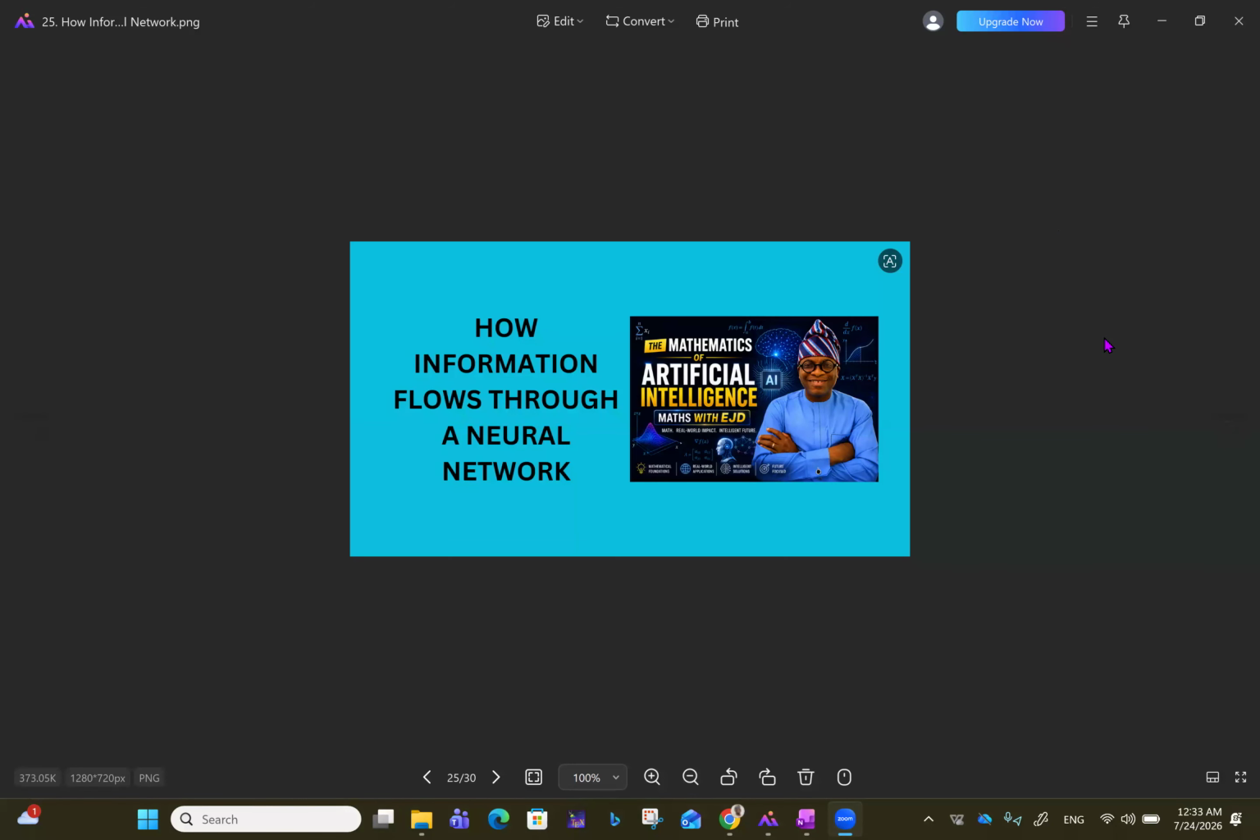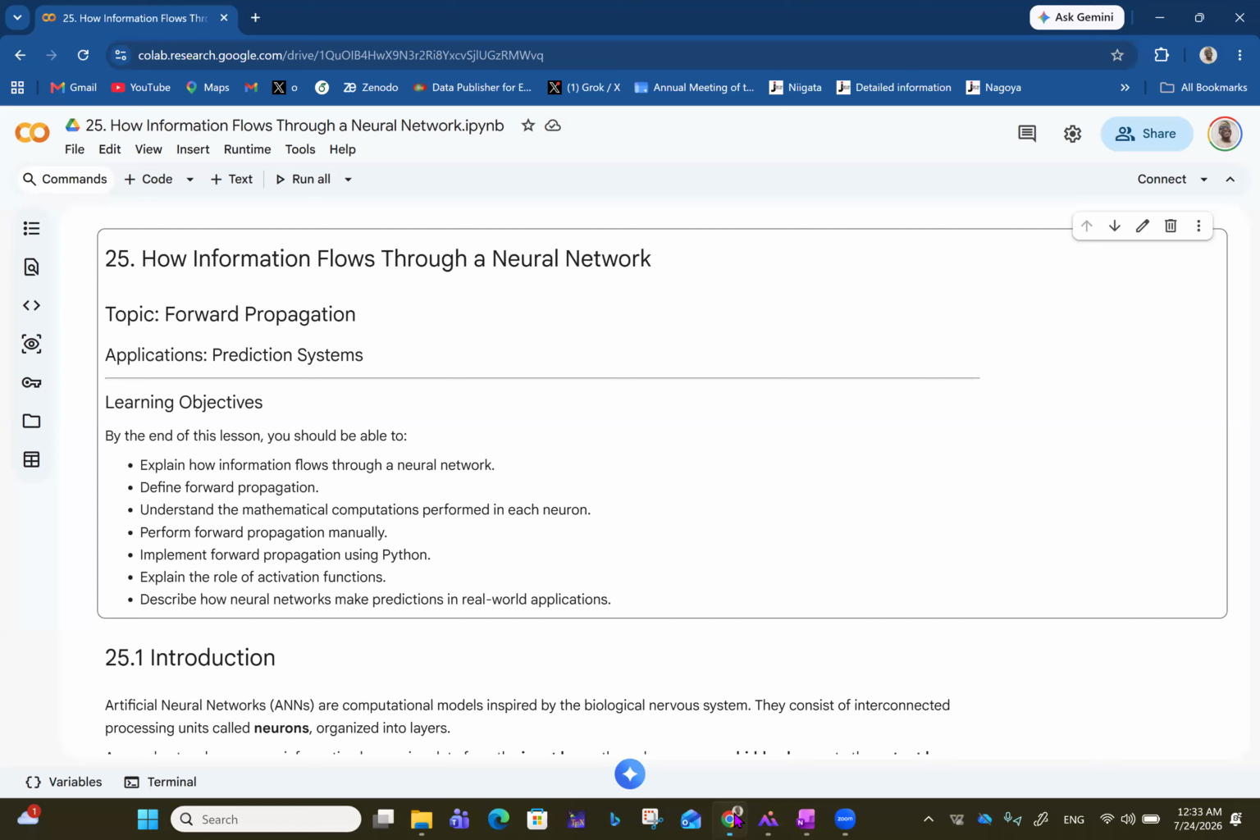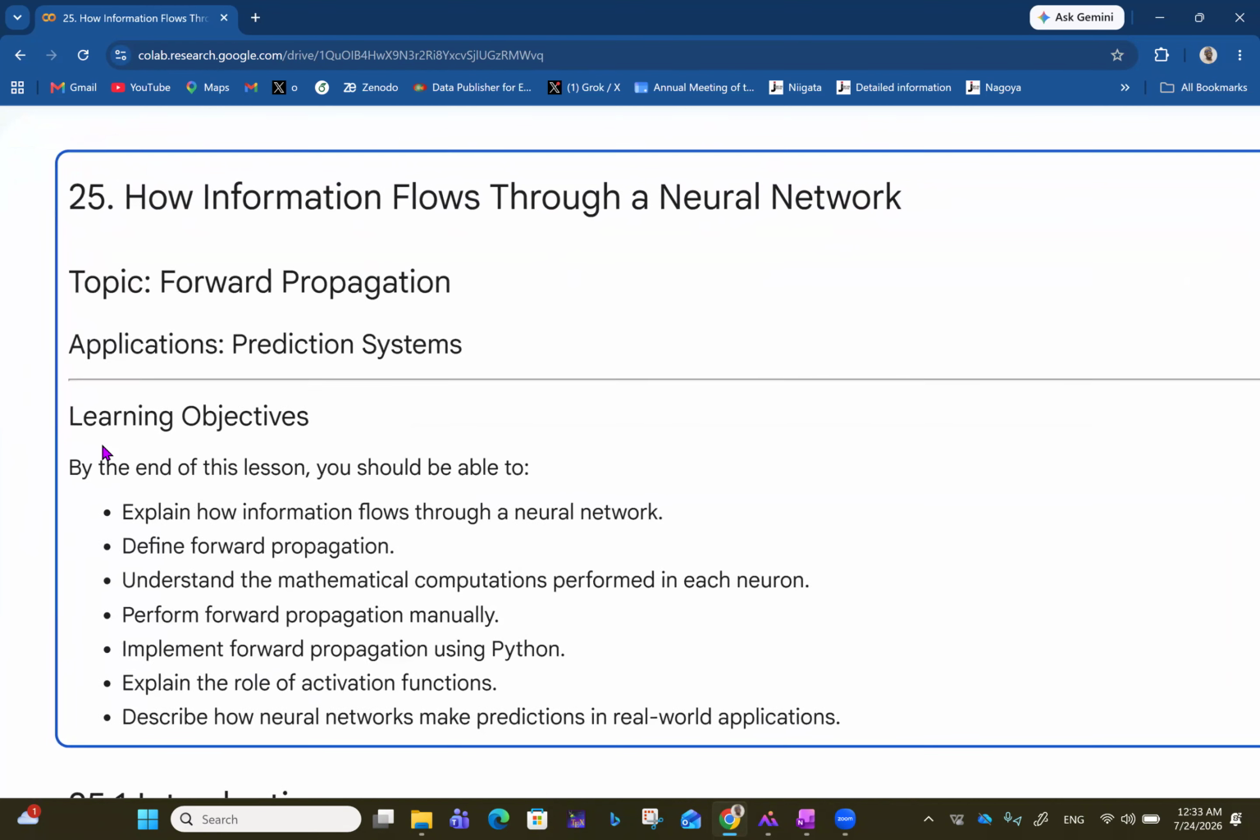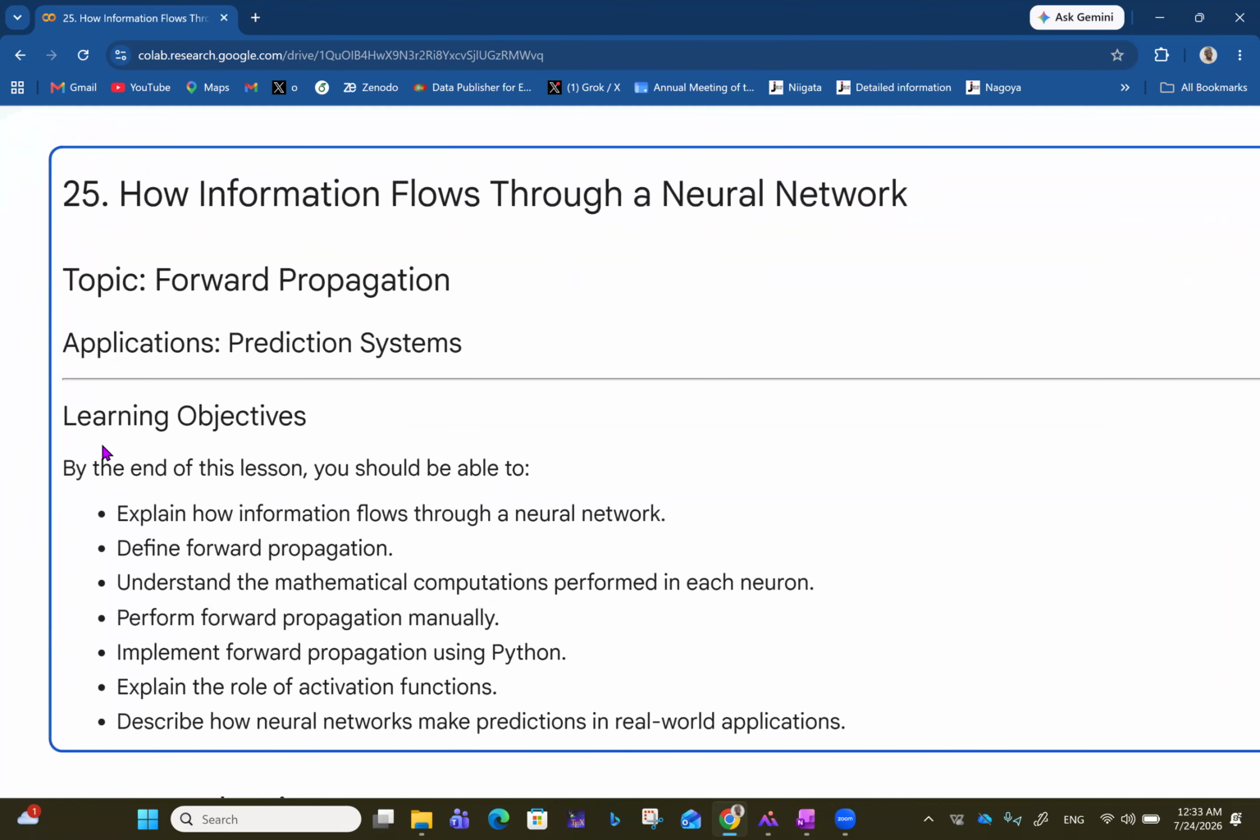Up next is how information flows through a neural network. Of course, the simple answer to that is forward propagation. That's how information flows through a neural network. And we'll see applications and prediction systems.